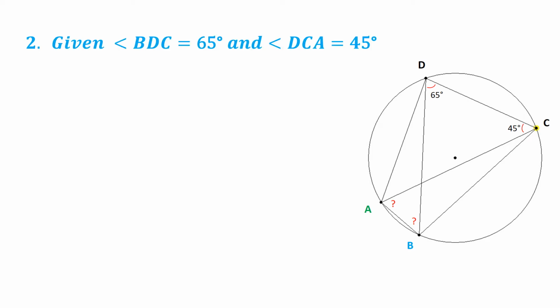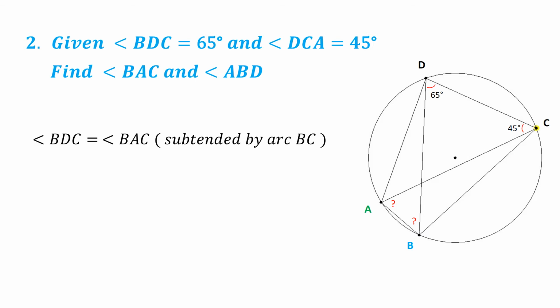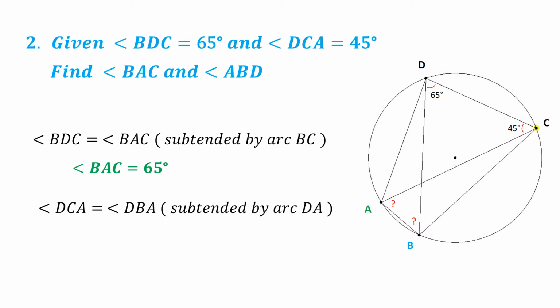Number 2. Given angle BDC equal 65 degree and angle DCA equal 45 degree. Find angle BAC and angle ABD. Angle BDC equal angle BAC subtended by arc BC. Angle BAC equal 65 degree. Angle DCA equal angle DBA subtended by arc DA. Angle DBA equal 45 degree.